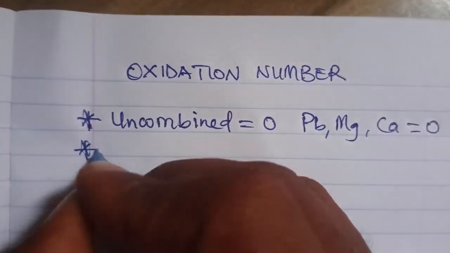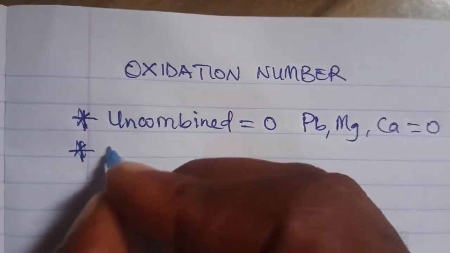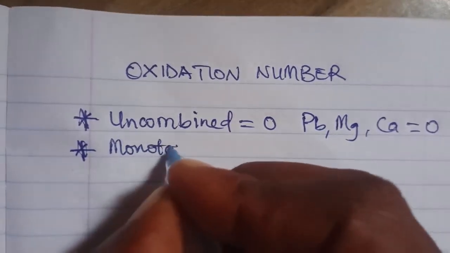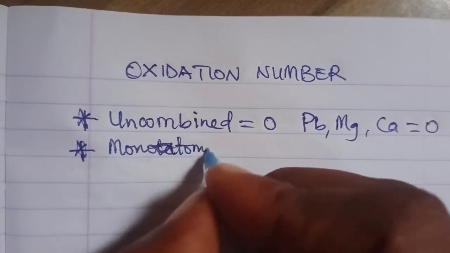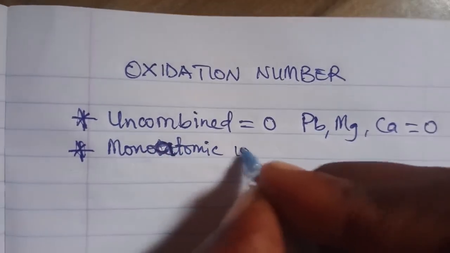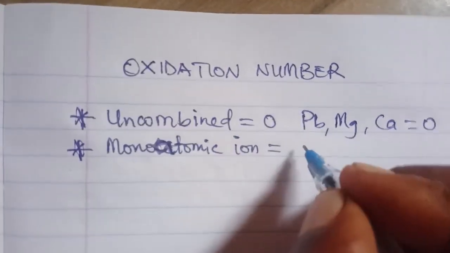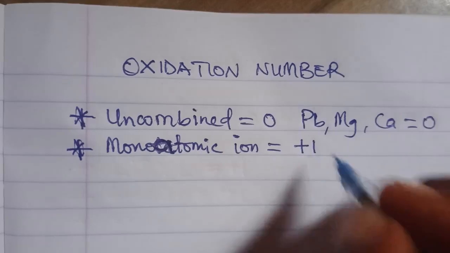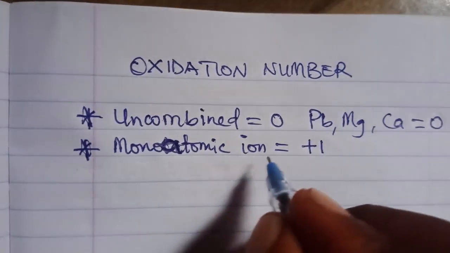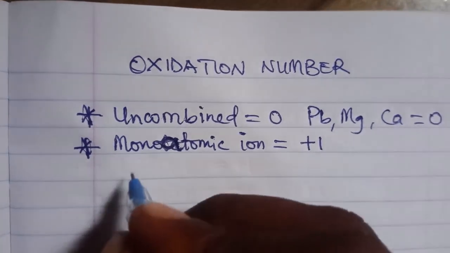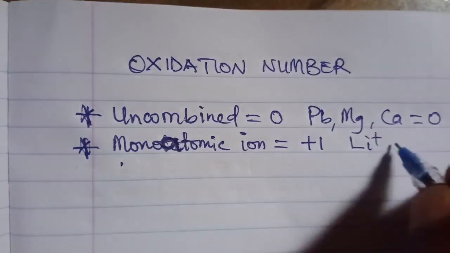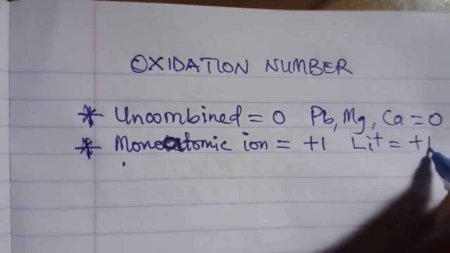The next rule is that for monoatomic ions, the oxidation number is the charge they carry. For example, if I have something like lithium ion, its oxidation number is +1.